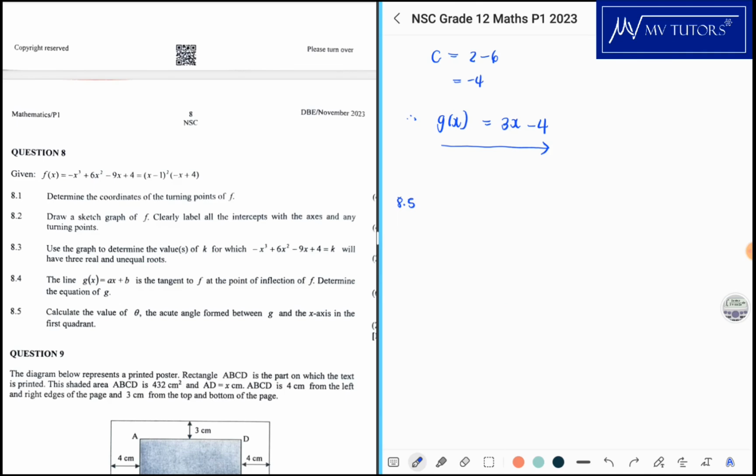With maths, you cannot forget anything. What you know from paper 2, you must know as well from paper 1. So we have tan theta is equal to the gradient, and we know that the gradient of the line is 3. So theta will be the inverse of tan, or arctan 3.